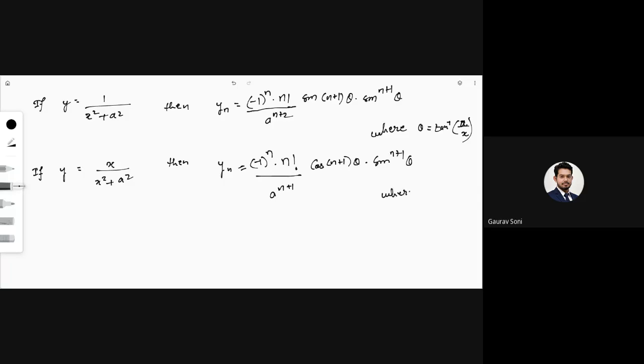where theta is equal to tan inverse of a by x. You can remember this final formula, both of them. Why there is cos of n plus 1 theta, you can think over it, or you can directly try to prove this formula and you will see why you are getting cos of n plus 1 theta there.